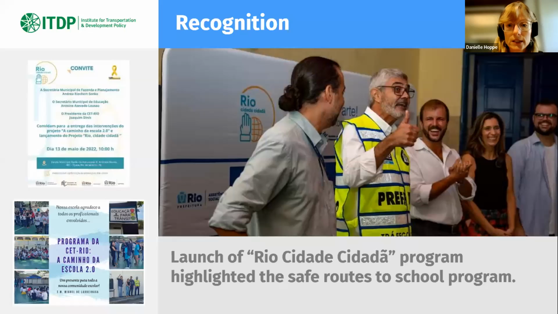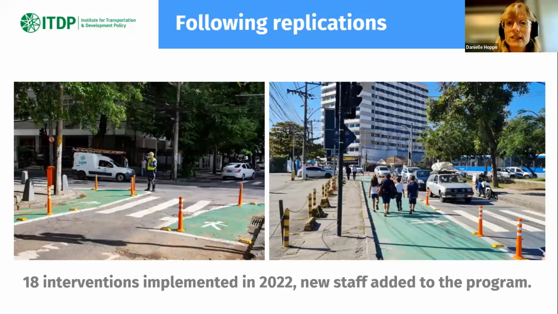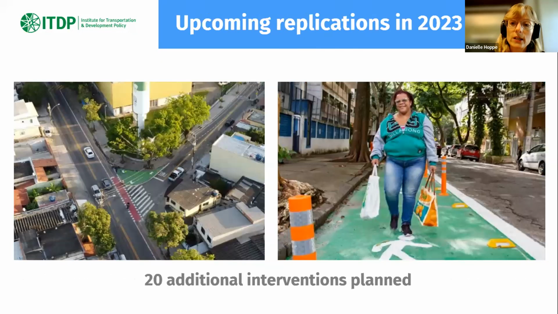But the program has gained a lot of visibility in the city, a lot of people are interested in it, and they managed to implement 18 interventions last year. They added new staff to the program, and they are now planning to implement another 20 additional interventions this year. They are still not doing the data collection before and after. But this afternoon we are still supporting them, and we have a workshop to understand how the program is going, what happened last year, and see what can still be improved.